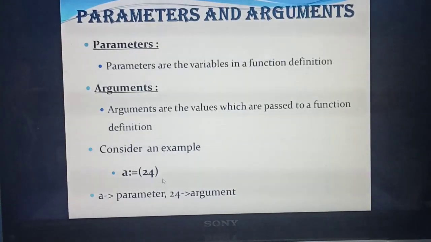Very, very important 5-mark question. If they ask, explain parameters and arguments in detail, you start from the definition of parameters. First write the definition of parameter, then write the definition of arguments, then explain the example. Understood? So this is a very, very important 2-mark question, parameters and arguments, and also a very, very important 5-mark question, starting from here.